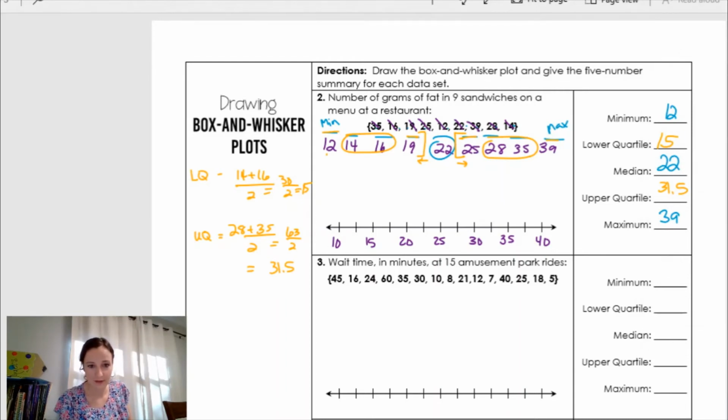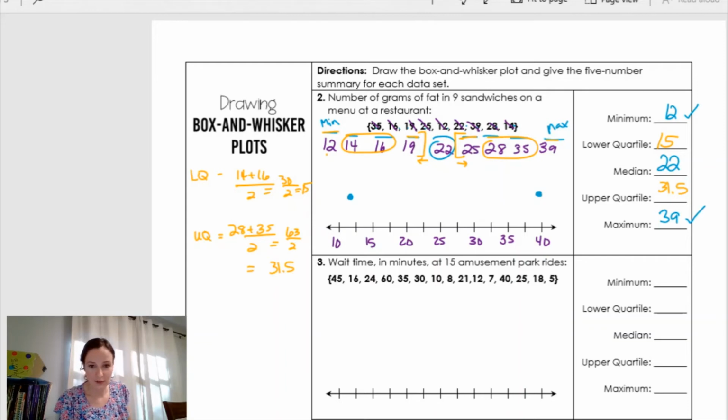So the minimum value is at 12. So that's going to be about here. It's going to be less towards the 10. So here is my minimum value, okay? And you could go ahead and graph your maximum value up here at 39. All right? Okay. So we've graphed the minimum and we've graphed the maximum.